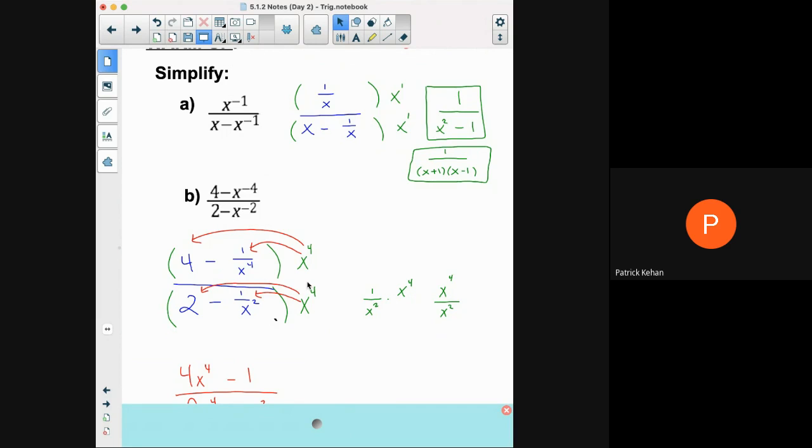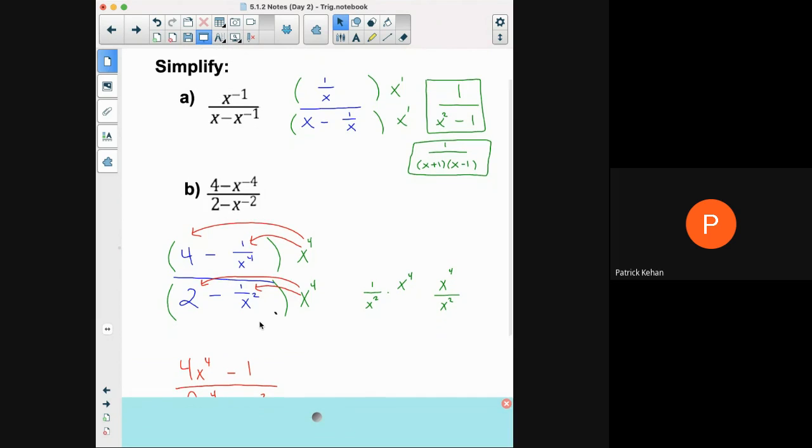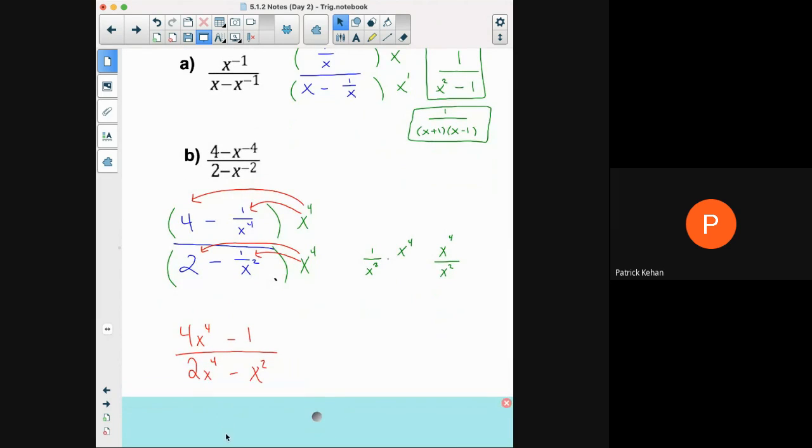We're going to now multiply by 1 in the form of x to the fourth over x to the fourth. And when we do our distribution here, we end up with 4x to the fourth minus, and this x to the fourth over this x to the fourth is going to simplify to 1. And then distribute in the denominator here. This x to the fourth times 2 is 2x to the fourth minus x to the fourth times x to the negative second is x squared. So this is where we're at.